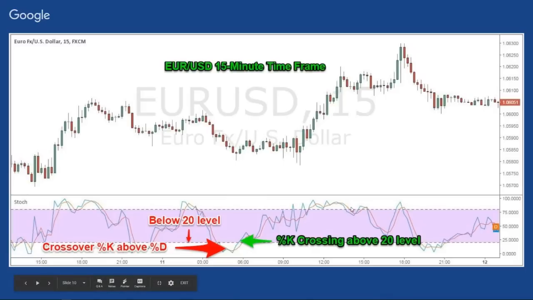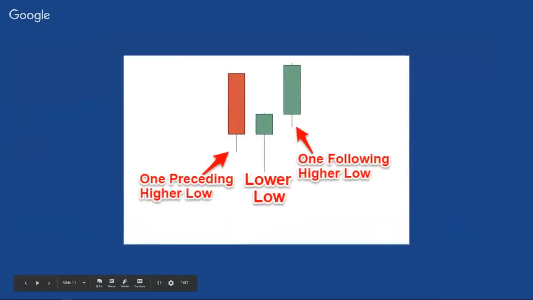Once you identify a chart where the %K has crossed back above the 20 level, you want to look for a 3-candle swing low pattern on the chart. And this is just a perfect 3-candle swing low. Basically what you want is lower lows and lower highs, and then a higher low and a higher high. This higher high just needs to be above the second candle. It does not necessarily need to be above the first candle.